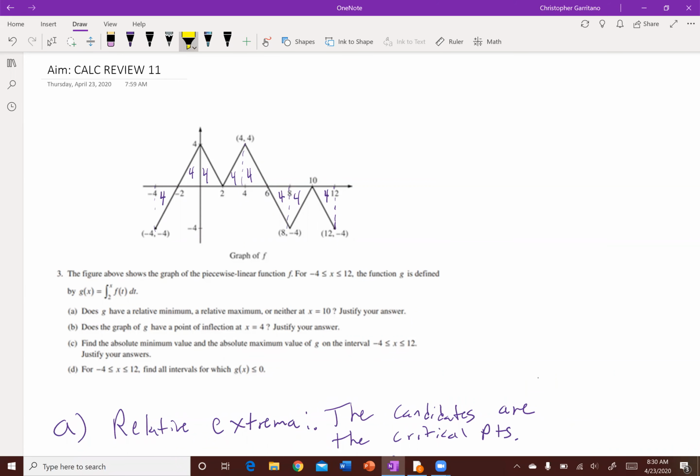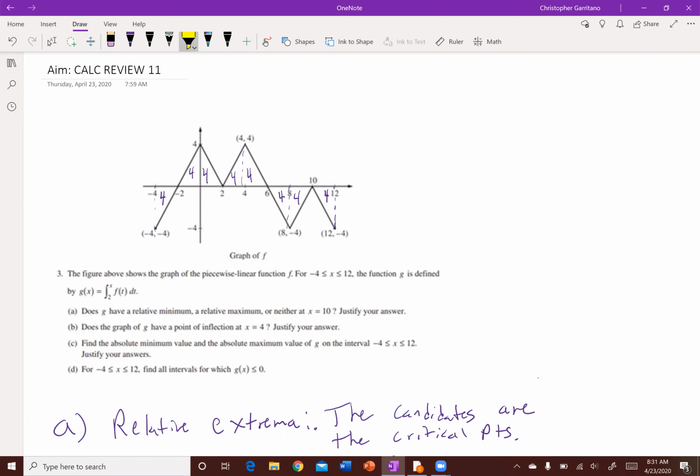Today we're going to go over Calc Review 11. There's only one problem, and it dealt again with analyzing graphs like we've been doing the past few days. So let's jump into it.